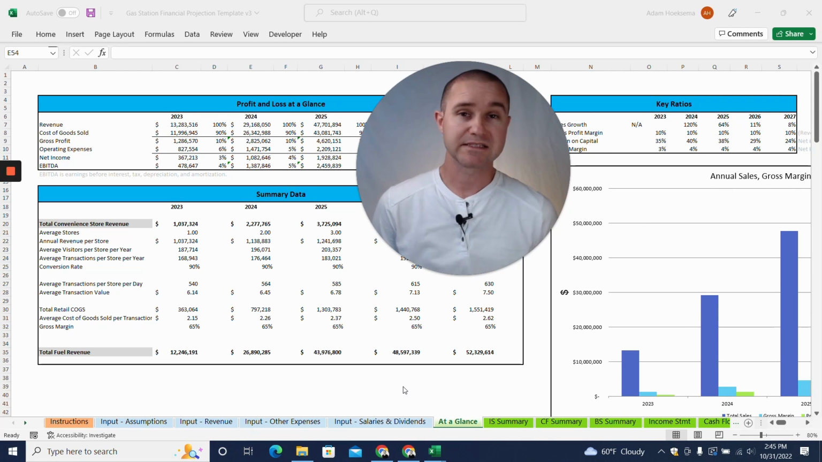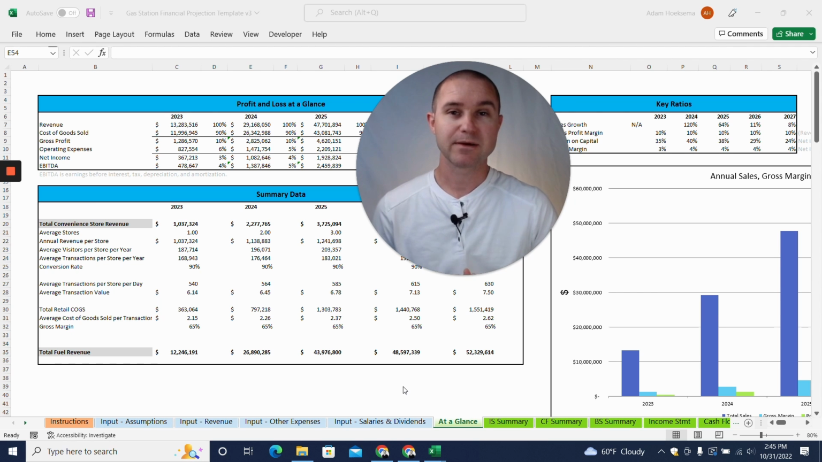Hey, if you're looking to open a gas station and you need a set of financial projections, maybe for a potential lender or investor, well, you've come to the right place, because we have built a financial projection template built specifically for gas stations. I'm going to walk you through how to use this template and how to fill it out. We have both the gas station and convenience store sections in this template. I'll walk through each of those for you here today.